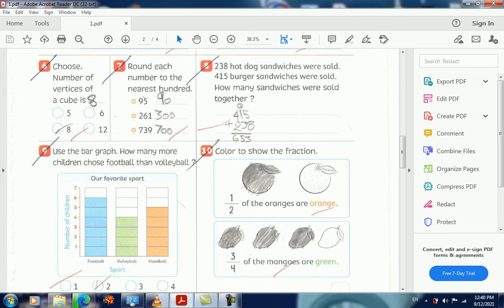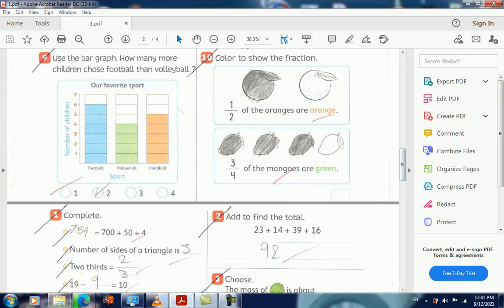Number 8, 238 hot dog sandwiches were sold. 415 burger sandwiches were sold. How many sandwiches were sold together? So of course it's basically an add up or a sum problem, because you want the total number, so you'll have to add the two numbers of sandwiches. So we got 415 plus 238. 5 plus 8 is 13, so I write 3 and carry over 1. 1 plus 3 is 4, and another 1 is 5. Then 4 plus 2 is 6. So the number becomes 653 sandwiches in total.